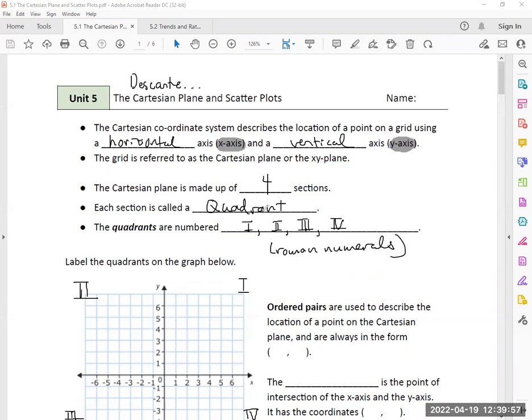I also wanted to talk a little bit about, what did I want to talk about? Horizontal and vertical, X and Y, quadrants. Oh well, I forgot what I wanted to say, but let's move on.